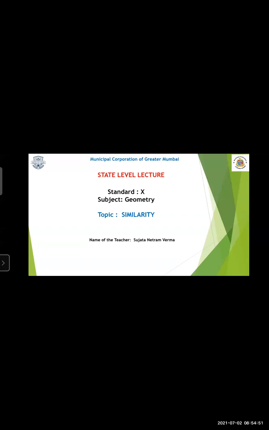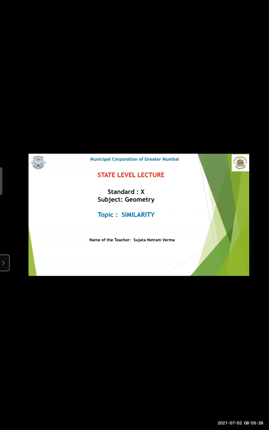So students, yesterday we started the first chapter of geometry, that is similarity. Similarity means similar. Yesterday we revised all the basic concepts, that is, when we say two objects are similar, they follow two conditions. First, the corresponding angles are equal, and second, the ratios of the corresponding sides are in proportion. If any two objects follow these two conditions, then we say that the given objects are similar.